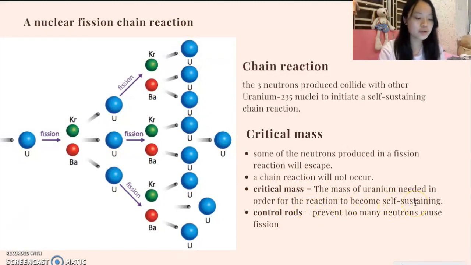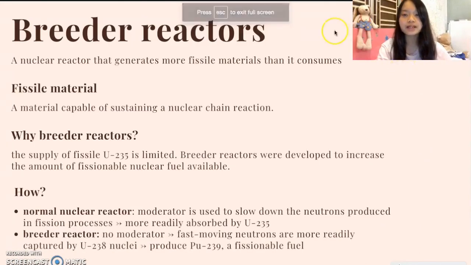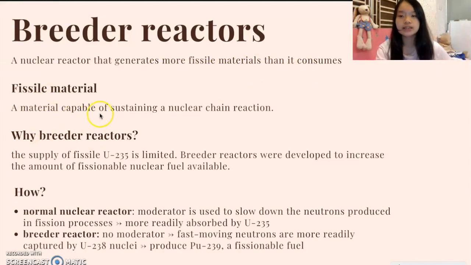However, if too many neutrons cause fission, the chain reaction could go out of control, which would cause very bad consequences. Therefore, control rods are put in use to prevent too many neutrons from causing fission. Next up, we'll be having a look at the breeder reactor, which is a nuclear reactor that generates more fissile materials than it consumes. A fissile material is a material that is capable of sustaining a nuclear chain reaction.